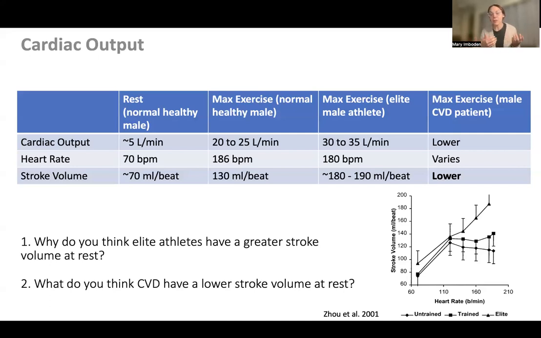And obviously, if you see an athlete versus someone with cardiovascular disease, there's not a lot of similarities, right? When we're thinking about clinical measures, it's quite clear which one would be disease versus an athlete heart.